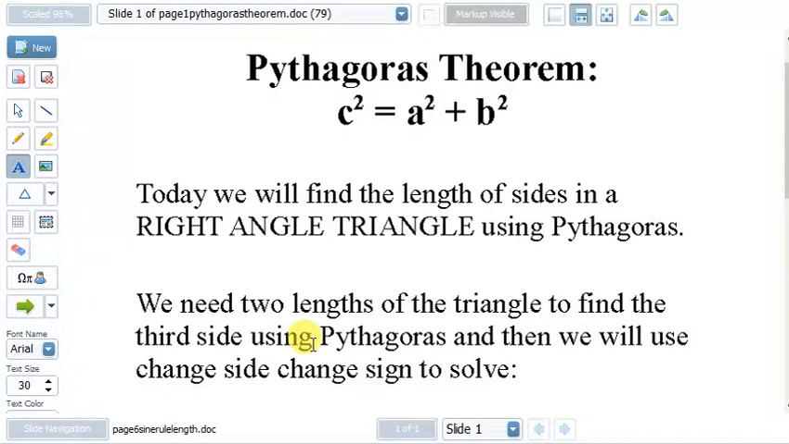Hello, and today we're going to be looking at Pythagoras' theorem. Pythagoras came up with a formula which is c squared equals a squared plus b squared. We use Pythagoras' formula when we know two lengths in a right angle triangle and we're trying to work out the third length.